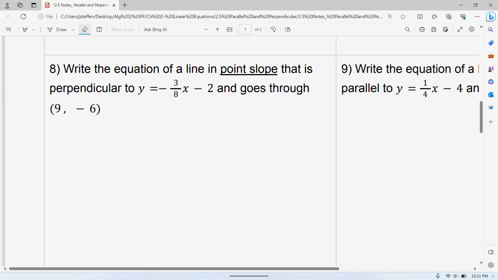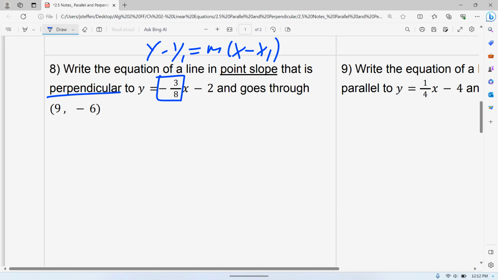So number 8, write the equation of a line in point-slope form that is perpendicular, which is important. Perpendicular to y is equal to 3 over 8 x minus 2, through the point (9, -6). So remember, y minus y1 is equal to m times x minus x1. We're putting it in point-slope form, or like number 9 is slope-intercept form. It doesn't matter which form we want. We're always going to start with point-slope because they give us one point and we're going to find our slope.